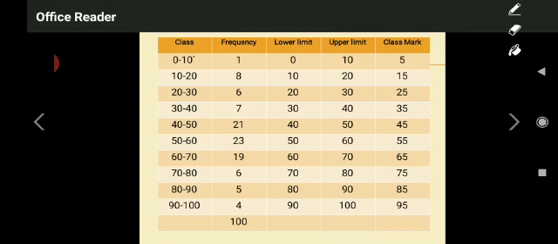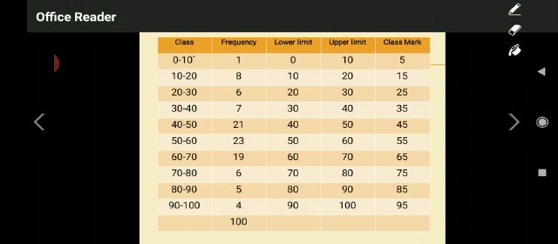Look at the lower limit and upper limit. As I said, 0 is the lower limit and 10 is the upper limit in the 0 to 10 class limit. And what is the class mark? How to find out the class mark? You have to add both lower and upper limits and divide by 2. 0 plus 10 is 10, 10 divided by 2 is 5. 5 is the class mark.